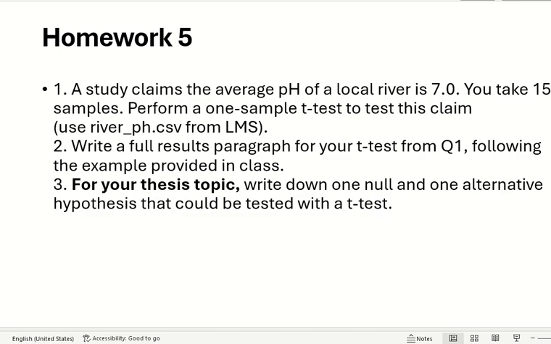So this is what you will do in the end. We have a pH value of the local river of 7. You take 15 samples, perform a one sample t-test to test this claim. We don't need the standard deviation for this. Or should we assume? I'm supposed to give you this data.